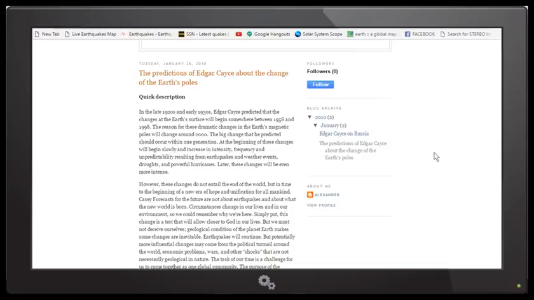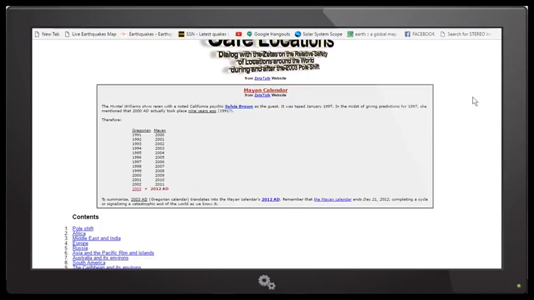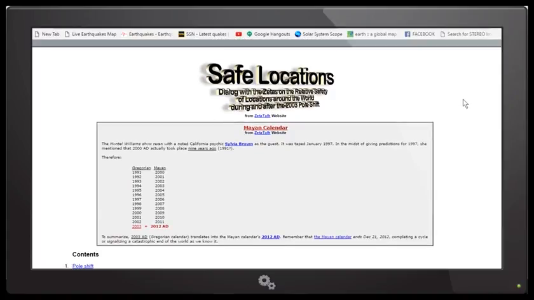Just read over the information and bookmark it. But what's most important is the information for the safe locations that you see on your screen now. Again, if you live in the United States, this goes by state, gives you the information pertaining to where you live. If you live in Europe, it's the same thing, country by country. It details the entire earth.